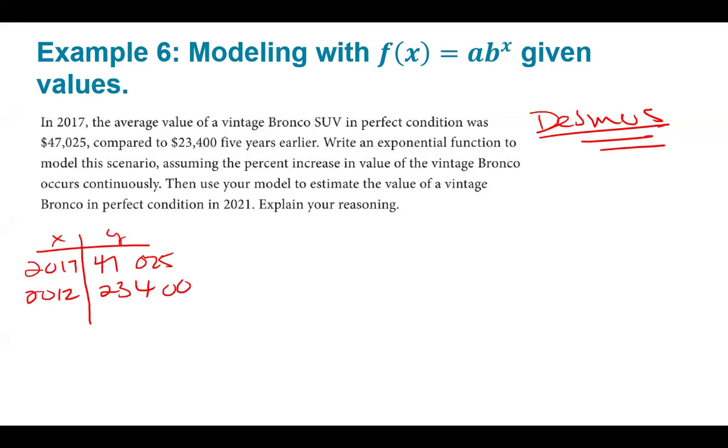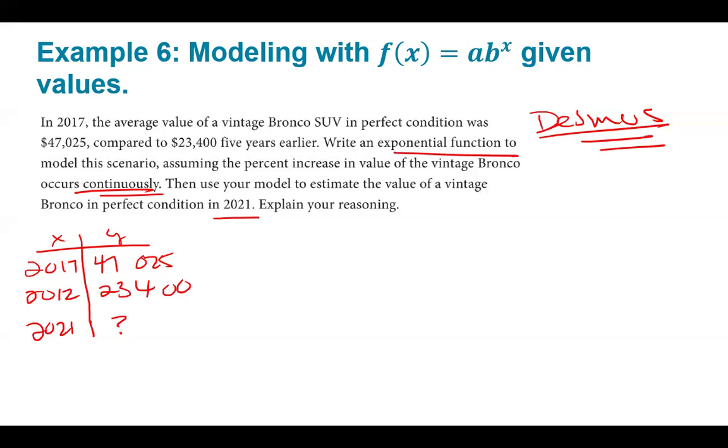Okay. And it says write an exponential function to model the scenario, assuming the percent increase in value of the vintage Bronco occurs continuously. Then use your model to estimate the value of the vintage Bronco in 2021. So we're looking for what would be the cost of our Bronco in 2021. Okay. Because it's occurring continuously, we know that we are looking for an exponential model, right?